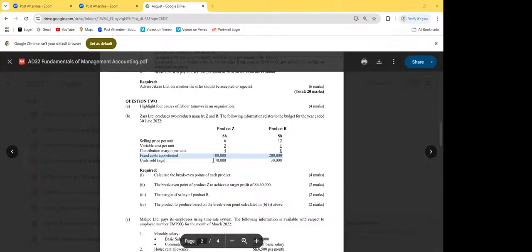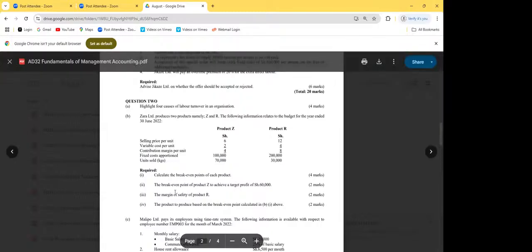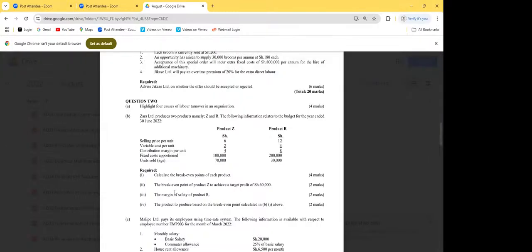So that question relates to a single product, not multiple. The break-even points of each product, the break-even point of product Z to achieve a target profit. Yeah, so that's single product. Margin of safety for product R, you deal with them independently.